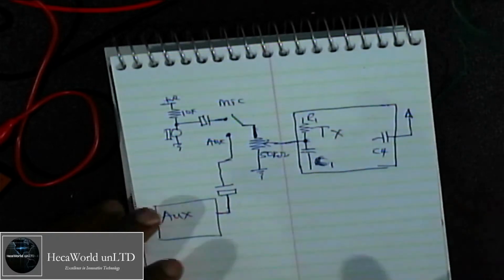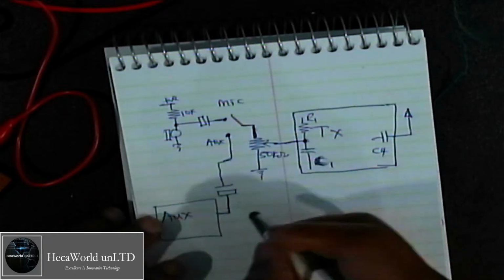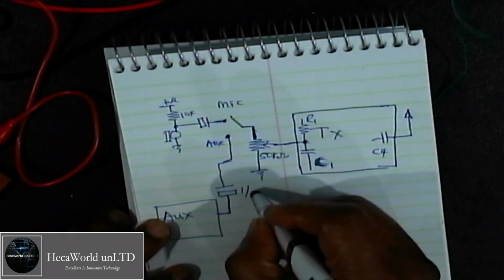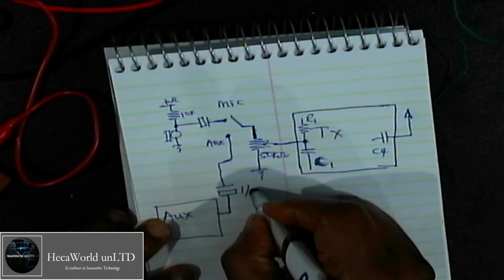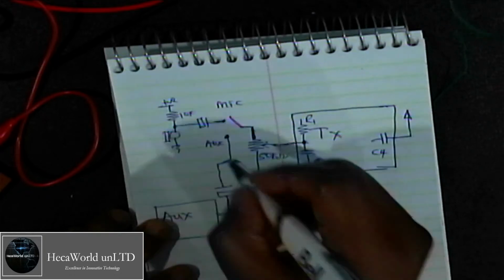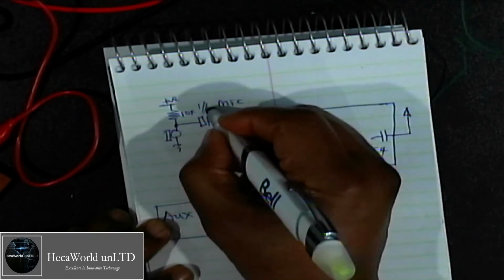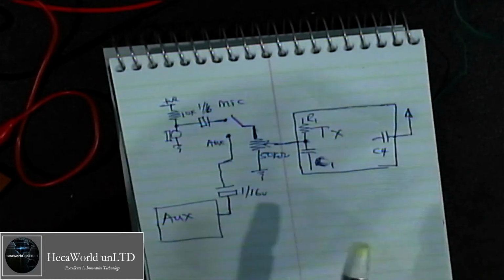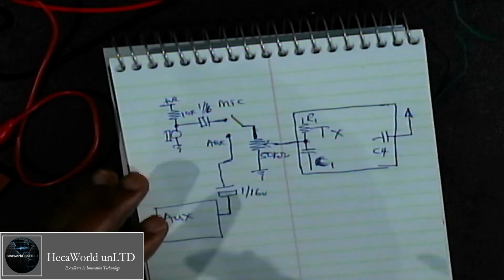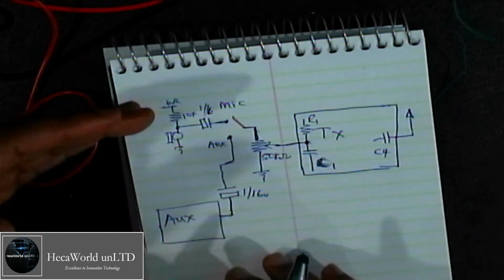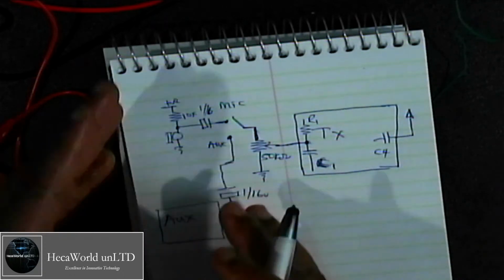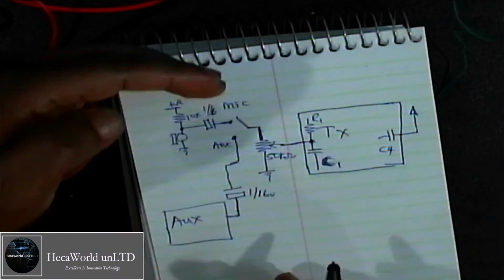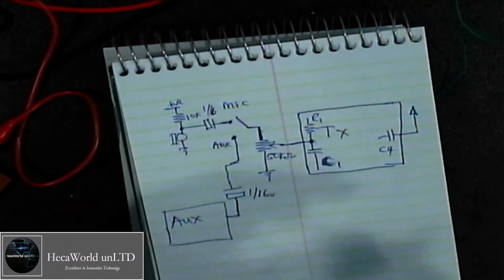Sometimes you want to have them working at the same time. All capacitors, let's just use 1 microfarad 16 volts, you can use 1 microfarad 16 volts for each of them. And if you want to use them together, you can have the audio in, the aux in and the microphone in at the same time, so you can talk as well as play your music in. You can have a mixer, a mixture between the two.